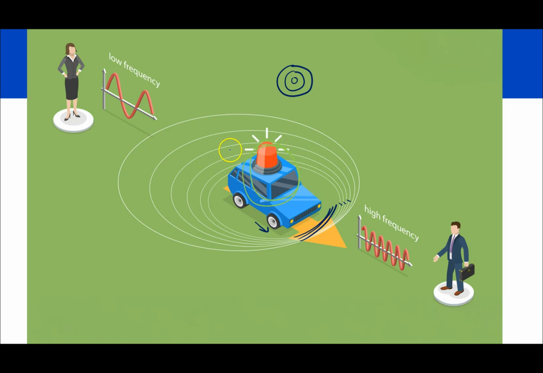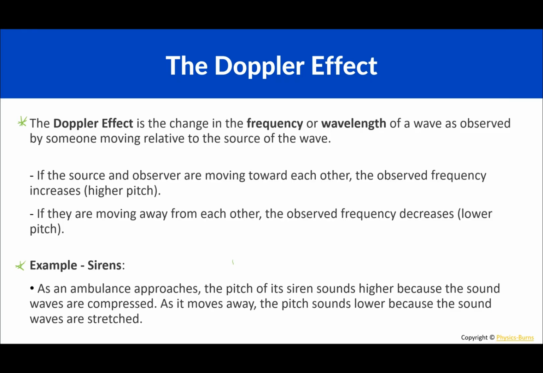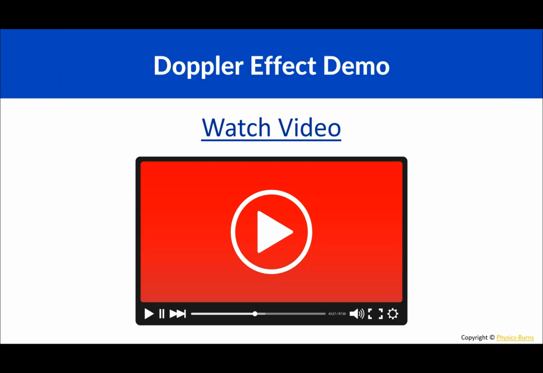On the other side, since it's moving away from this person, the wavelengths are longer. And that longer wavelength is going to give us a lower frequency, and the pitch is not going to be as high. Okay? So like we learned before, if the source and observer are moving toward each other, the observed frequency increases because the waves are bunched up much more closely together. They're much more compressed. If they're moving away from each other, the observed frequency decreases, lower pitch, because it's a lot more spread out.